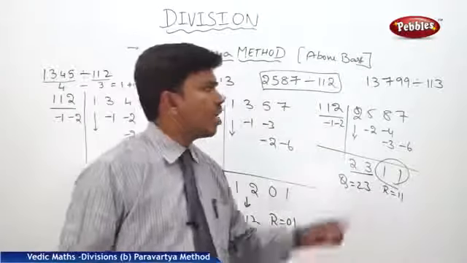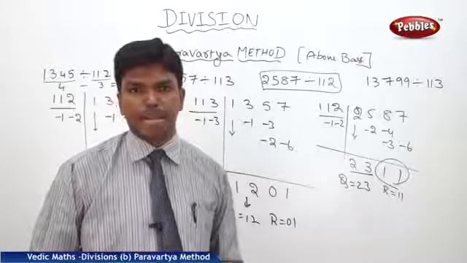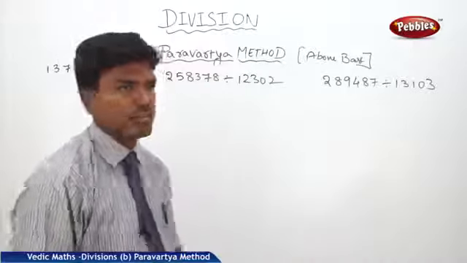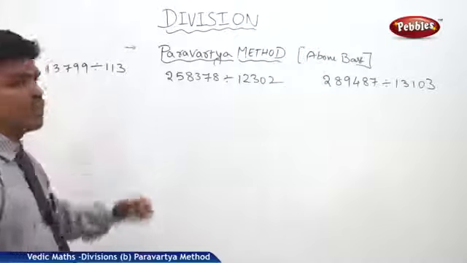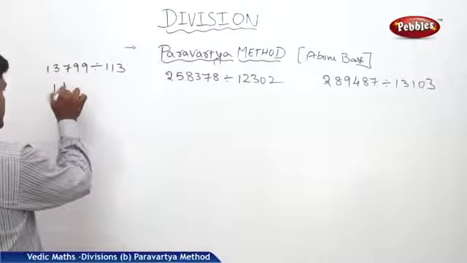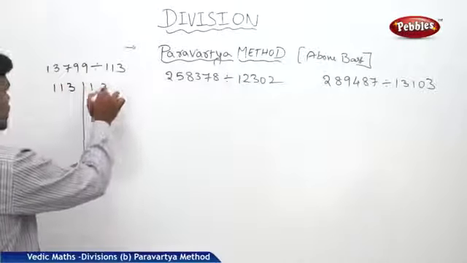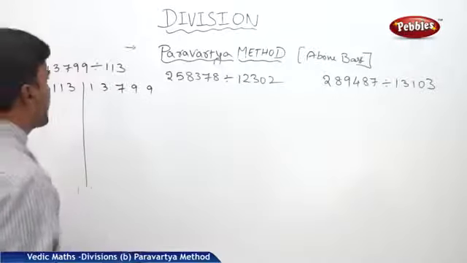Now let us see one other big example. Now let us see some more bigger examples in the Paravarthya method. First, 13,799 divided by 113. First, what you need to do, write down the divisor, that is 113. Then the dividend figures, 13799.